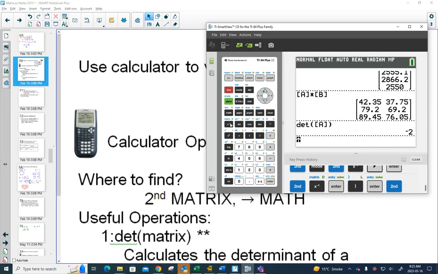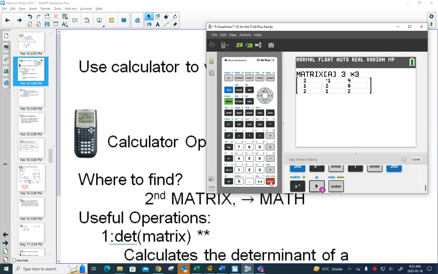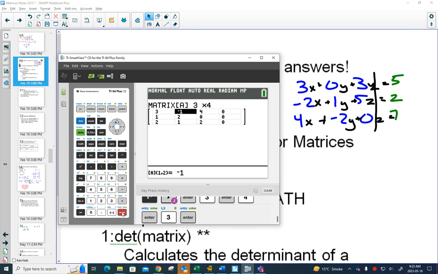So second matrix, edit A. This time it's going to have 3 rows and 4 columns. And I'm going to put the 3, 0, 3, 5, negative 2, 1, 5, 2, 4, negative 2, 0, 7.